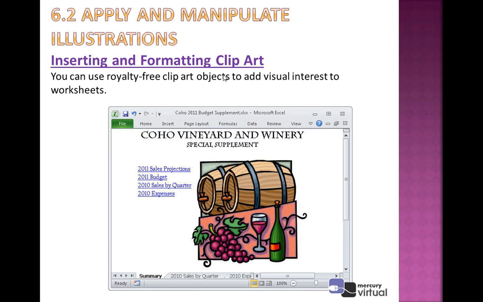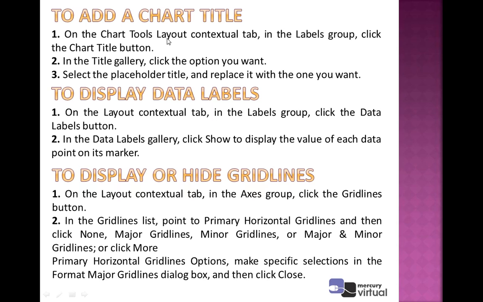How to add a chart title? Go to the chart tools layout contextual tab. In the labels group, click on the chart title button. Then in the title gallery, click the option you want. Select the placeholder title and replace it with the one you want. Means simply go to the chart tools layout contextual tab, and in the labels group, click on the chart title button.